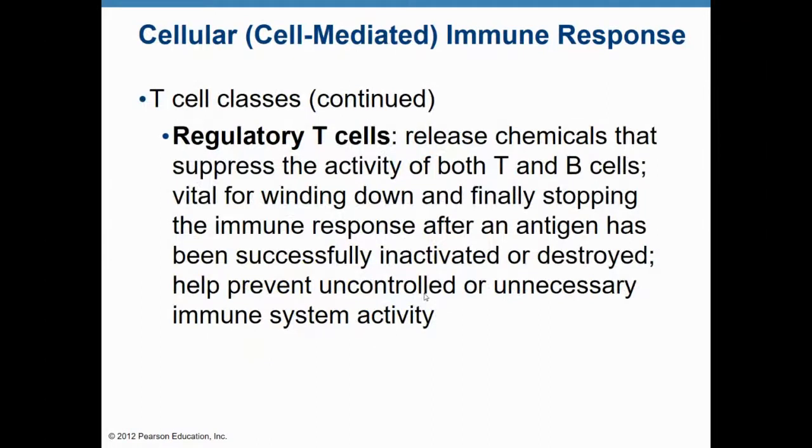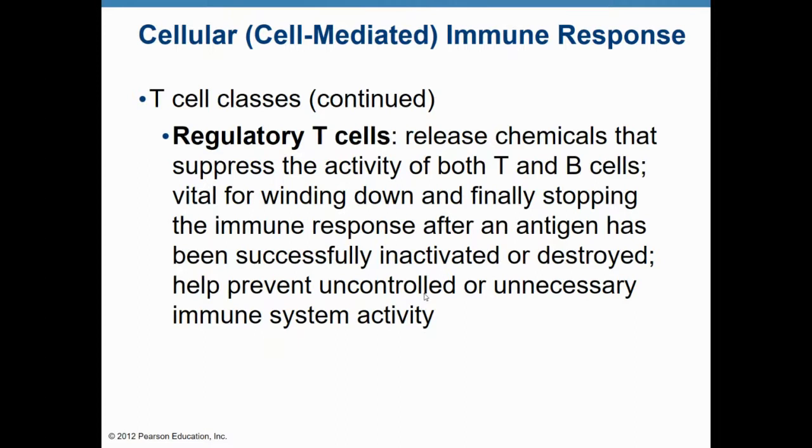And then we have a third class of T cell that are called regulatory T cells. When I first started teaching, they used to call them suppressor T cells. And so regulatory T cells are going to release chemicals that suppress the activity of both T cells and B cells once the threat has been eliminated, right? Once we've gotten rid of whatever that antigen is. So they play a vital role in dampening down our immune response once the threat is over.